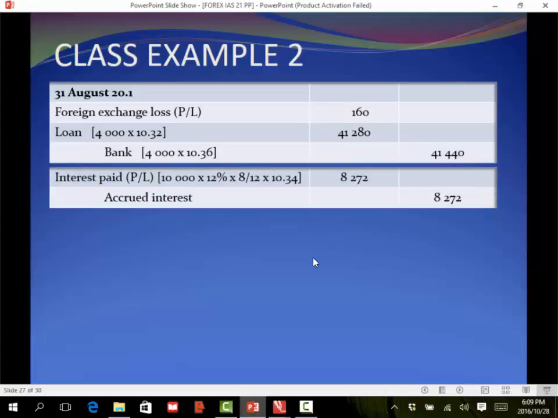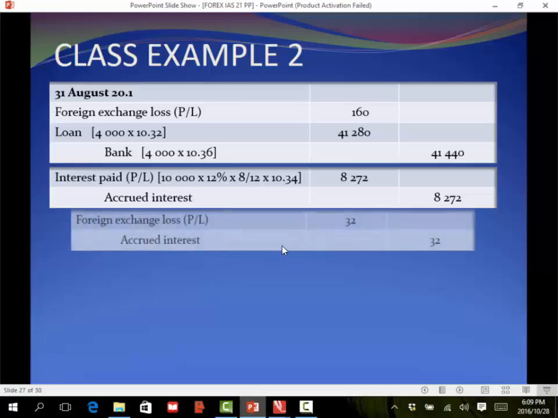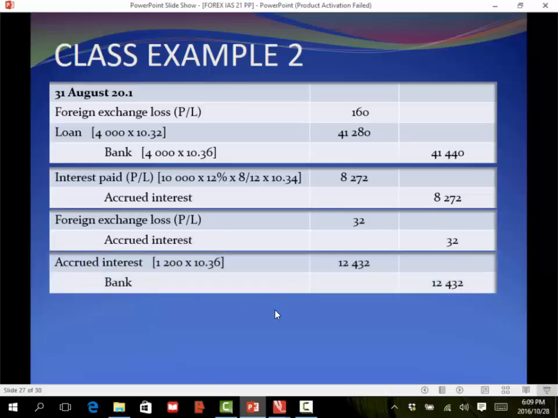So we now do the journal, and then there's the foreign exchange loss adjustment against the accrued interest to restate it at the spot rate of the day that it will be paid, and then we have the payment of that accrued interest and credit the bank account with that amount. We have now completed the journal entry for the repayment of the loan of 4,000 euros at 31 August 20.1, as well as the interest payment that was due on 31 August 20.1.